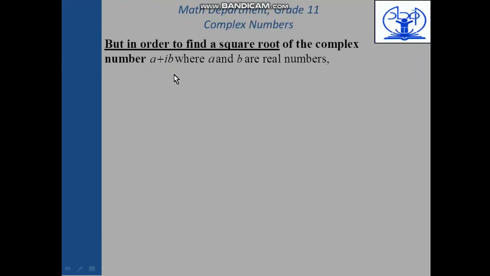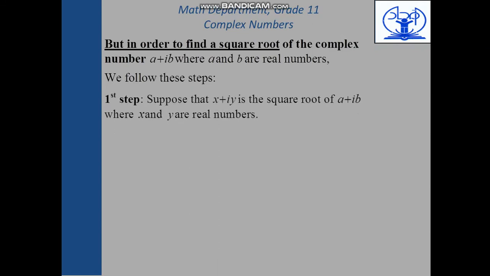But in order to find a square root of a complex number a plus ib, where a and b are real numbers, we follow these steps. So if we don't have the square root of a complex number and we want a method to calculate it, we follow these steps. First step: suppose that x plus iy is a square root of a plus ib, where x and y are real numbers.